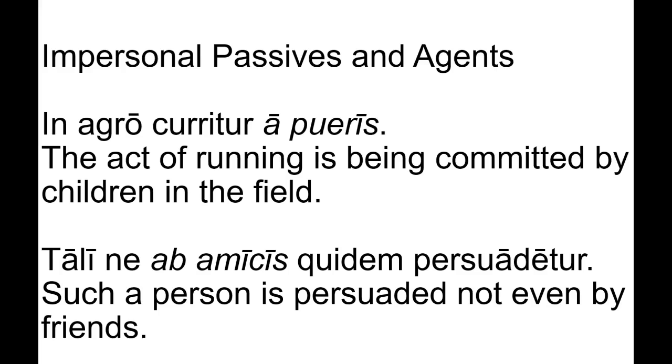The next sentence: tali ne ab amicis quidem persuadetur. Such a person is not persuaded even by friends. Literally, persuasion to such a person is not taking place, is not being committed even by friends. Tali is dative, because the verb persuadeo always takes a dative.